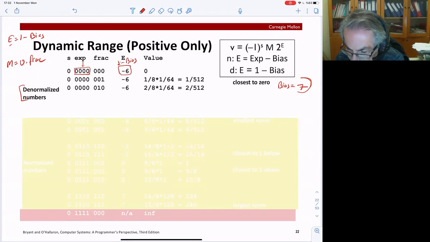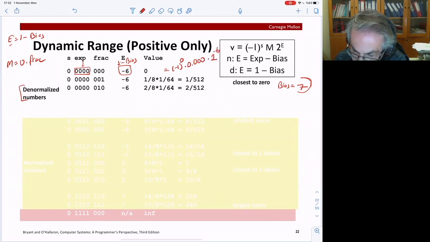And what about the fraction part? It's 0 dot frac. So this is essentially minus 1 to the power 0, that's the sign bit, times 0 dot 0, 0, 0, times 2 to the power minus 6. And the value that you get is 0. Fine.